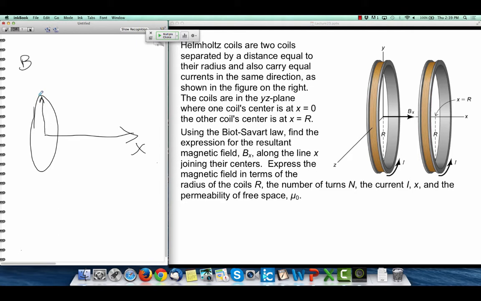Let's say I take a little piece of this dl, which is really r d theta, where theta is an angle around there that I'm going to eventually integrate around. The magnetic field out there, due to this dl, has a distance to that point. So there's an r vector from dl out to that point.